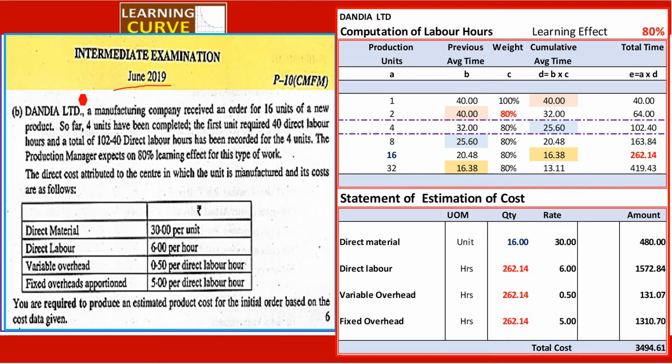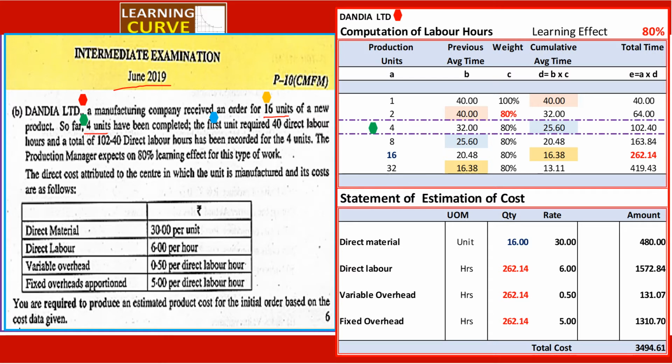Dandiya Limited, a manufacturing company, received an order for 16 units of a new product. The total order quantity is 16 units. And so far we have manufactured 4 units, out of the order of 16.